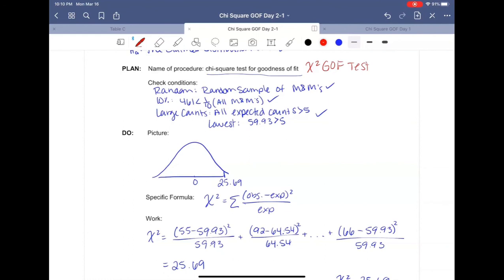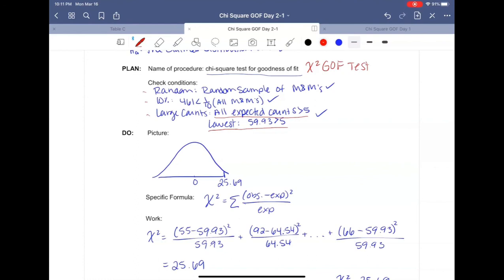Then we're checking our conditions. We got random, 10%, and large counts. You'll notice on this one that I did list just my lowest expected count, which was the 59.93, and so I marked that all expected counts are greater than 5, but then also just showed my lowest. All right, so let's go ahead and talk about your picture. So it's possible your picture looks like mine here.